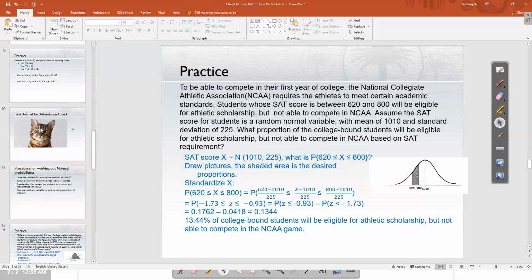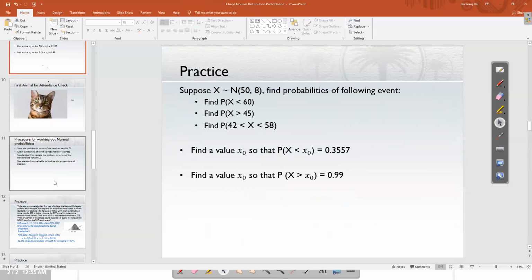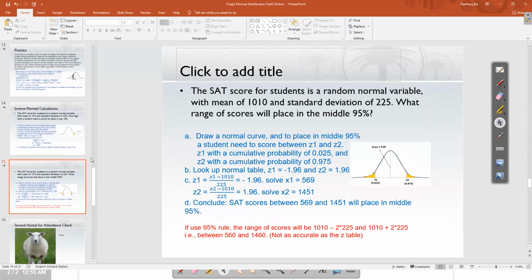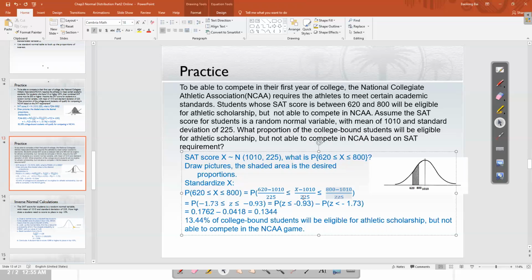And then, just like what we did earlier, we standardize into a Z in between, and then we can look up the Z table. So it's the same deal here. So probability of X between 620 and 800, you subtract mu and divide by sigma on both ends. The middle part will become Z. On either end, you can calculate a Z score. And then in between these scores, you can convert it to be the difference of two left tail probabilities. And then just look up and calculate, you have 13%.